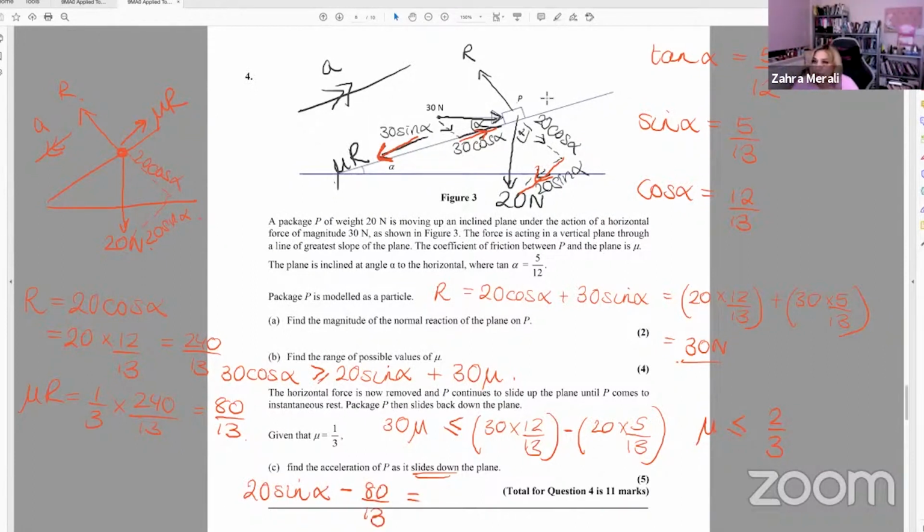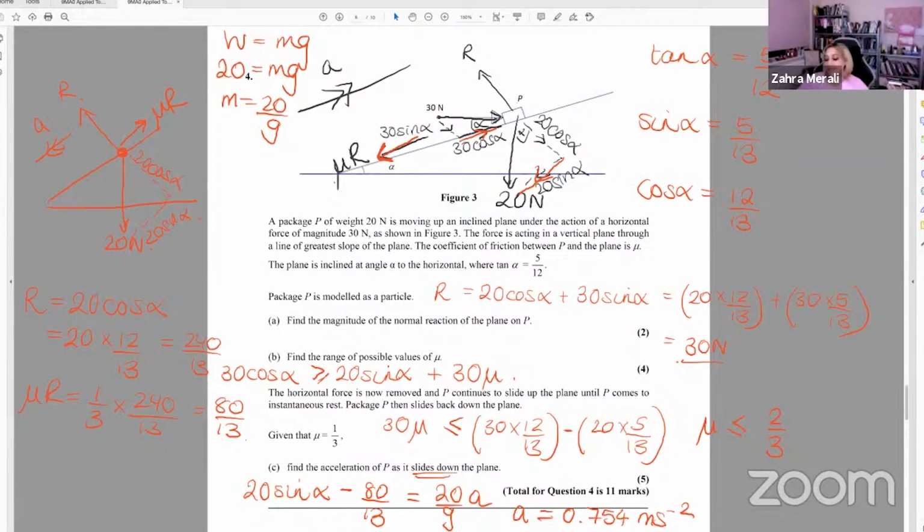Now we don't know m, we know the weight, but remember weight equals mg. If the weight is 20, then the mass is 20 over g. So m is going to be 20 over g, times a. We know that sine alpha is 5 over 13. We rearrange this and we end up with a equals 0.754 meters per second squared. Okay, so I hope that makes sense. The big bit here that was a bit confusing is making sure, because they gave you the weight, it was easier initially, but then you've got to change it back if you want to use the maths. Okay.